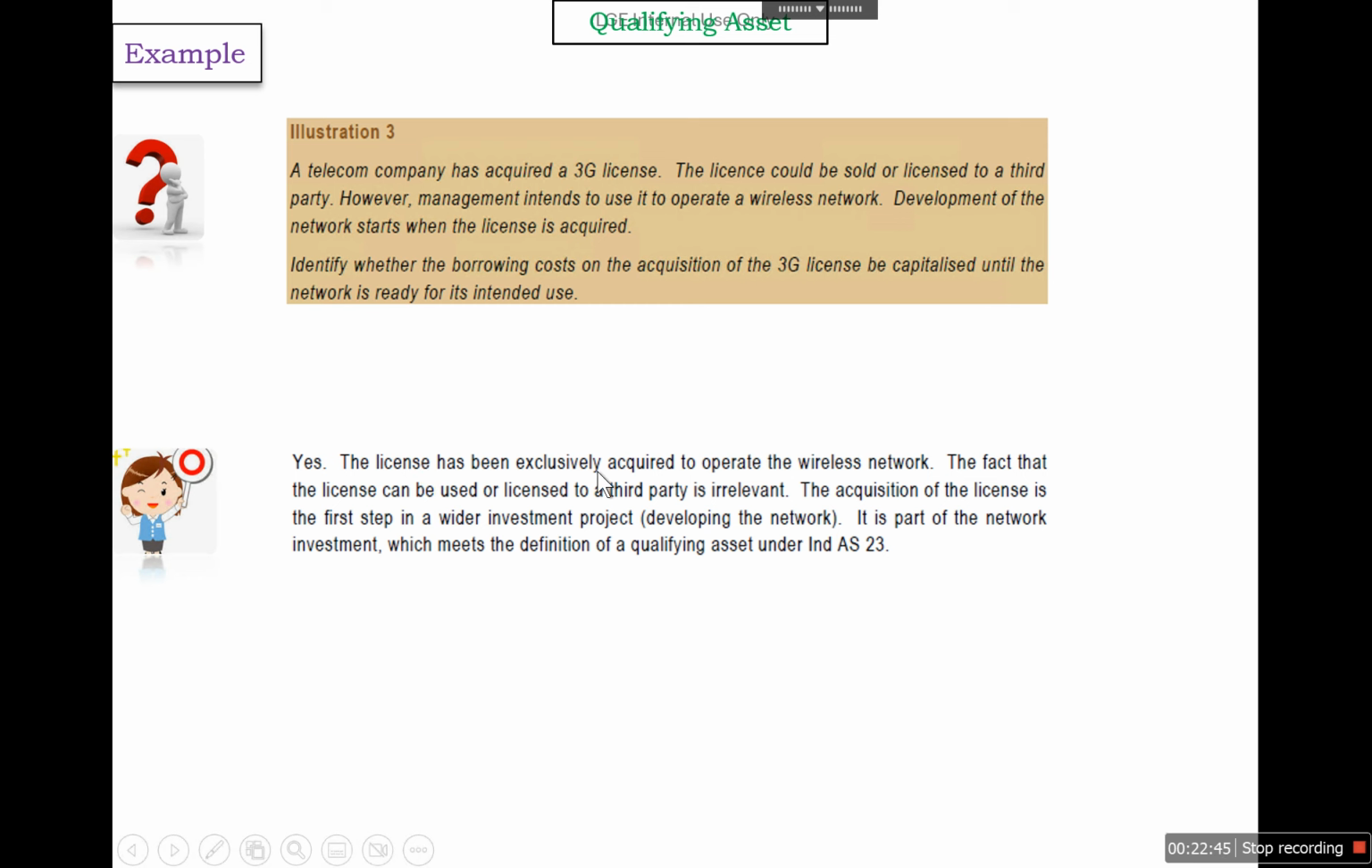The license has been exclusively acquired to operate the wireless network. The fact that the license can be sold or licensed to a third party is irrelevant here. The acquisition of the license is the first step of a wider investment project. So it is a part of the network investment which meets the definition of a qualifying asset.